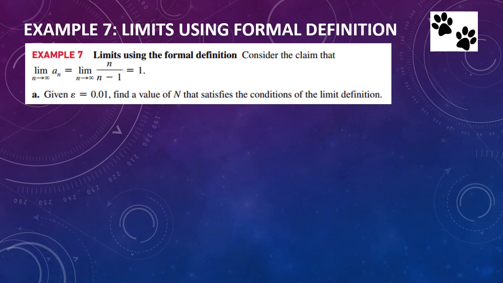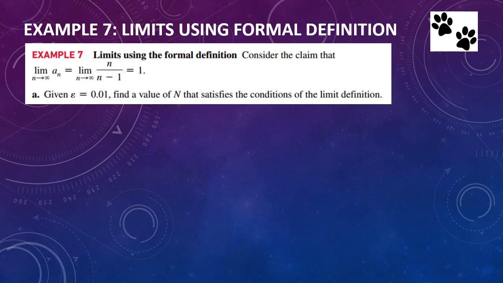So let's look at the last problem in this section. It's been a long lecture, I know. Example 7, limits using the formal definition. Consider the claim that the limit as n goes to infinity of a sub n equals the limit as n goes to infinity of n over n minus 1 equals 1. Given lowercase epsilon equals 0.01, find a value of n that satisfies the condition of the limit definition.